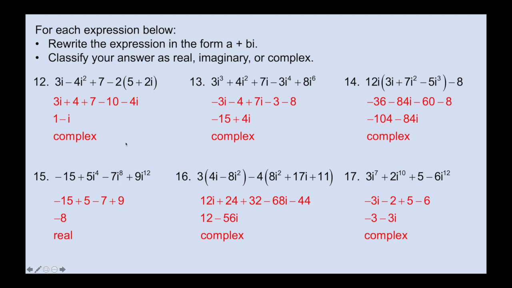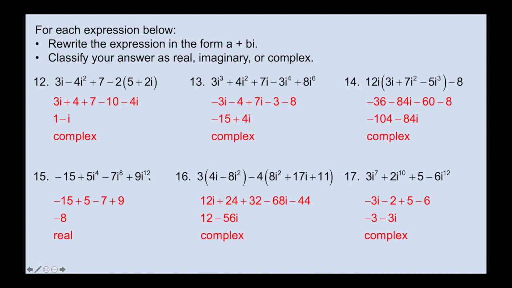So in 15, we see negative 15, we can leave alone. 5 times i to the fourth means 5 times 1, which is 5. Here, i to the 8th is going to cancel, or we can think of that as i to the fourth times i to the fourth, which means it's 1 times 1, so just a 1 right here. Then negative 7 times 1 is going to make that negative 7.